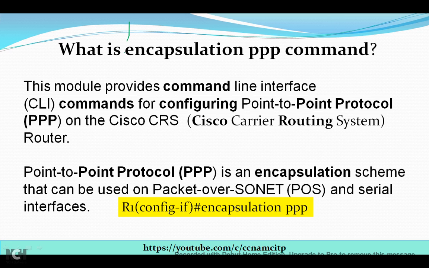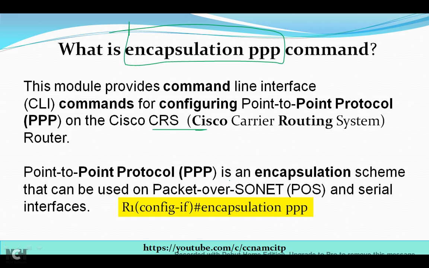So what is the encapsulation triple P command? This module provides command line interface (CLI) commands for configuring point-to-point protocol, triple P, on Cisco CRS. CRS means Cisco Carrier Routing System. So basically we use this command to configure point-to-point protocols. And now we will see here.